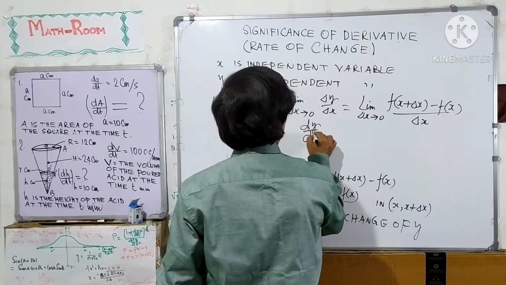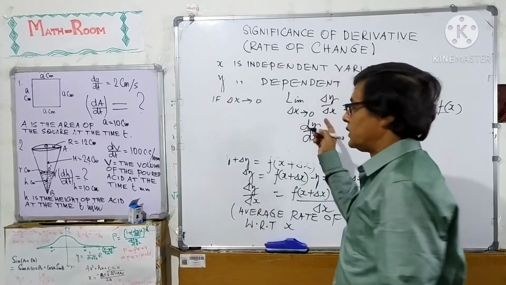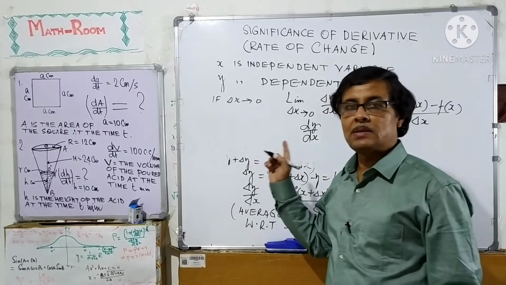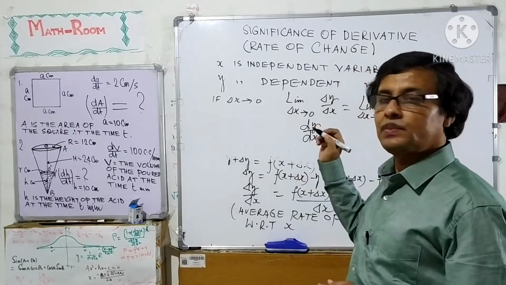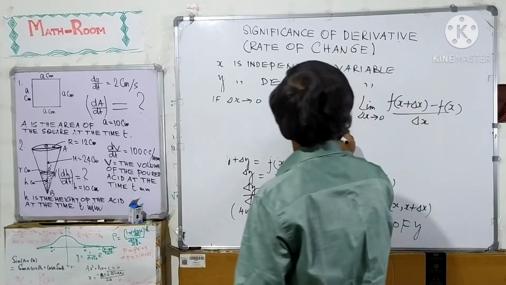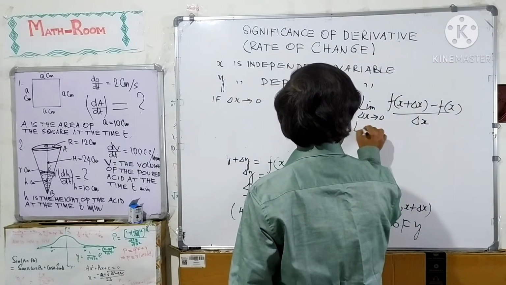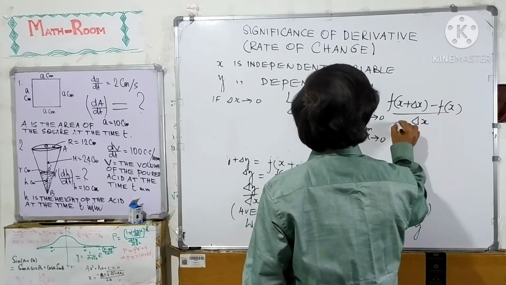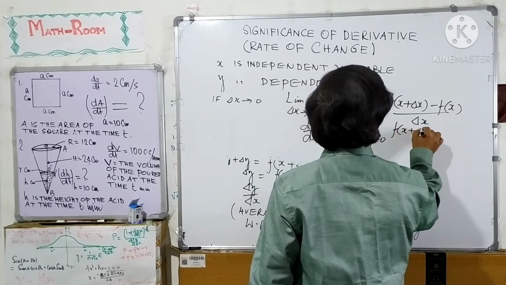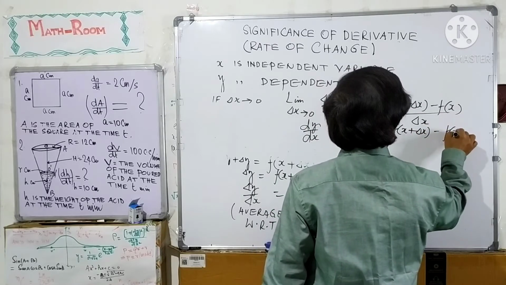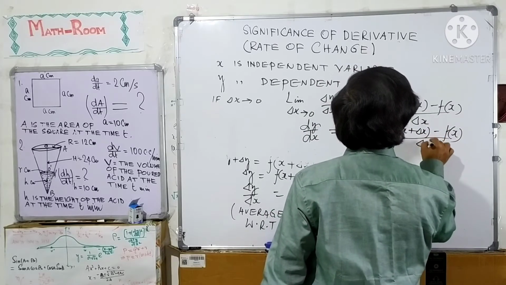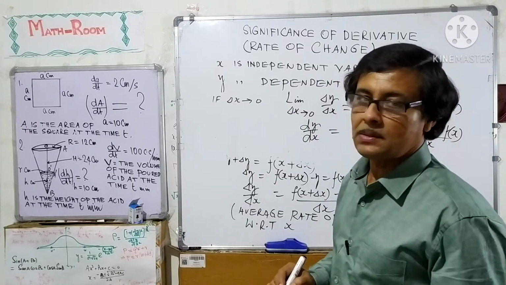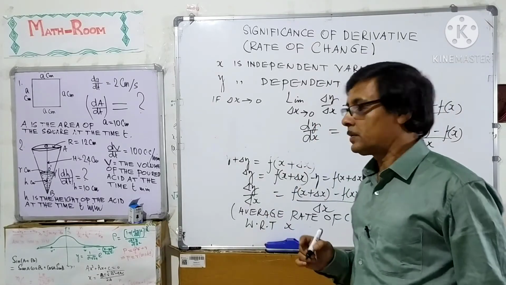This is a well known symbol which means the derivative, that is the differential coefficient of y with respect to x. So, dy/dx equals the limit as del x tends to 0 of del y over del x. And this derivative is also a rate of change.